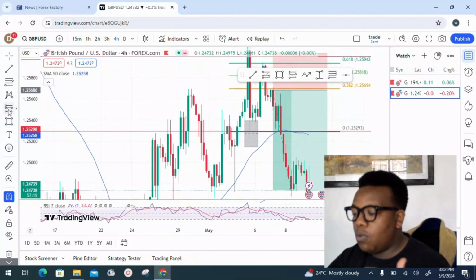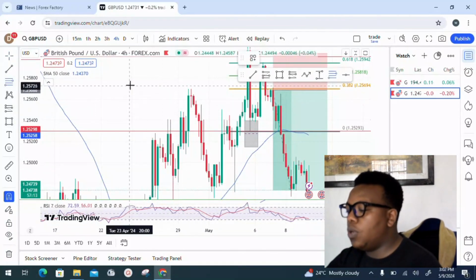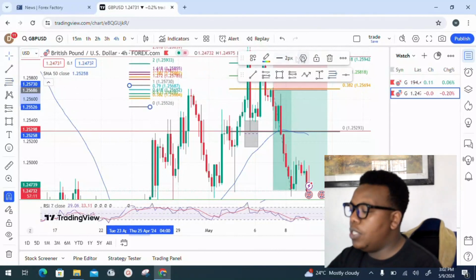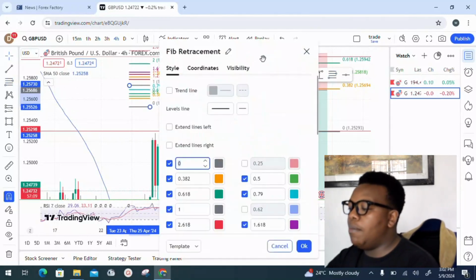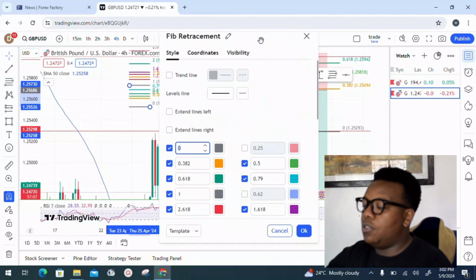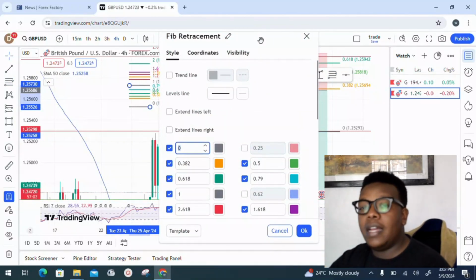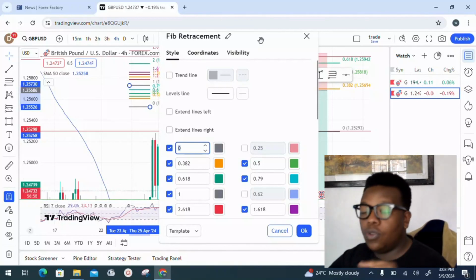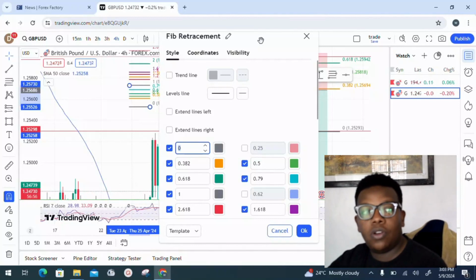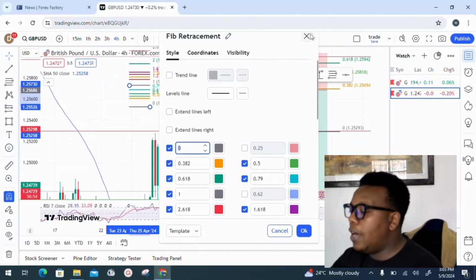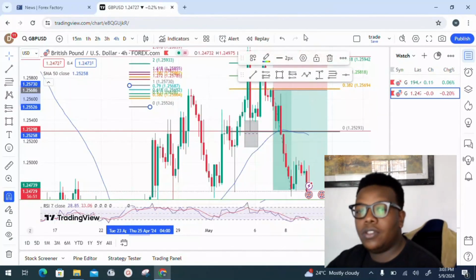I would insist one more time to go ahead and make sure for Fibonacci purposes, your Fibonacci has these key levels marked, so that you have an easy time. And of course 0.5 and 0.618 is one of the most important zones that you should always have in mind. It's normally called the golden zone. So that brings us to the end of the lesson for Fibonacci.